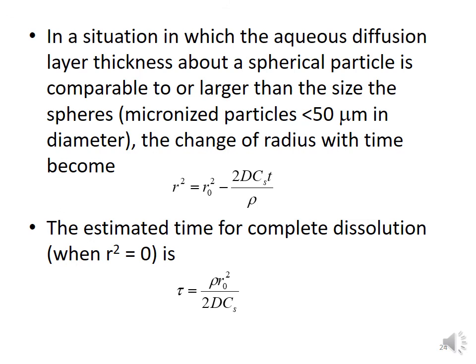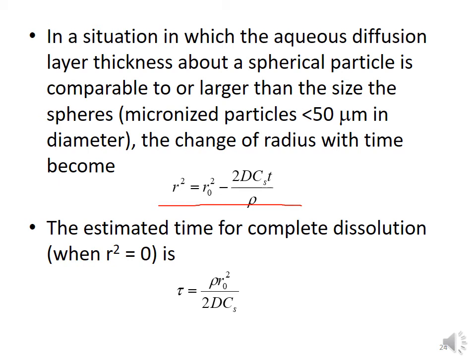In a situation in which the aqueous diffusion layer thickness about a spherical particle is comparable to or larger than the size of the spheres, micronized particles less than 50 micrometer in diameter, the change of radius with time becomes r squared equals r naught squared minus twice the diffusion coefficient multiplied by the solubility multiplied by the time, divided by the density.